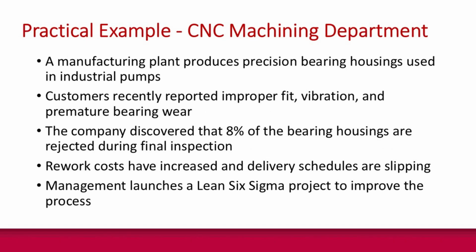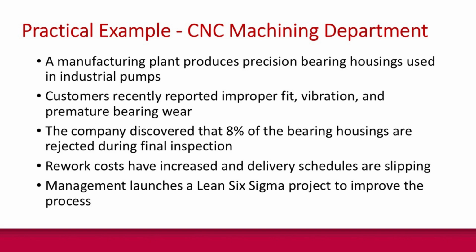Throughout the rest of this lecture, we're going to use a manufacturing example involving a CNC machining department that produces precision bearing housings for industrial pumps. Recently, customers have reported issues such as improper fit, vibration, and premature bearing wear. These problems signal that something in the process isn't performing the way it should. When the company investigated further, they discovered that 8% of all bearing housings are being rejected during final inspection. That level of scrap and rework is costly, and it's also causing delivery schedules to slip. Because of these issues, management has launched a Lean Six Sigma project to improve the process.